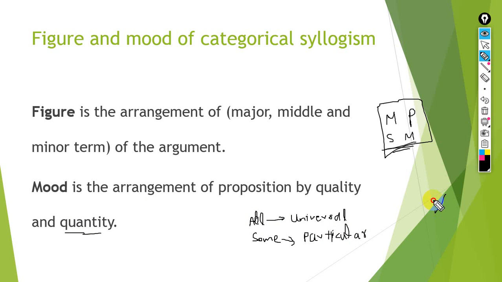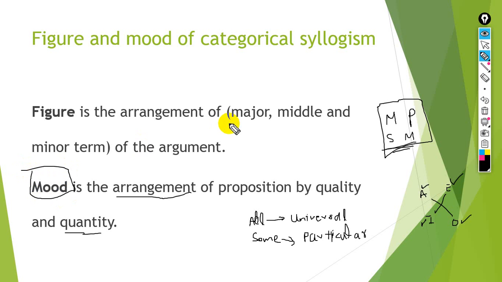In the diagram I said A, E, I, O. So quantity means universal or particular. Quality means negative and positive, we can say affirmative and negative. So this is universal affirmative. This is universal negative. This is particular positive. This is particular negative. So according to quantity and quality, when we are arranging the propositions, that can be called a mode.